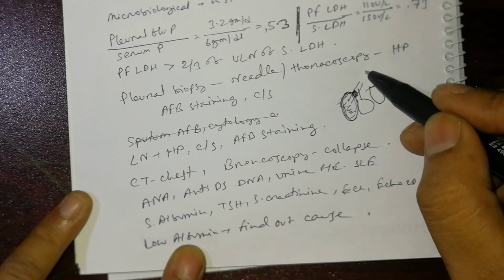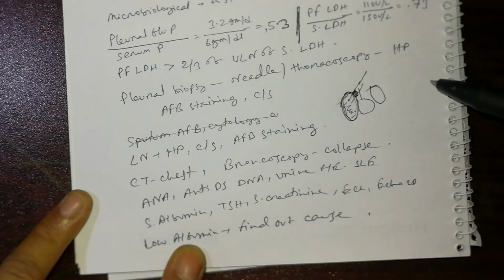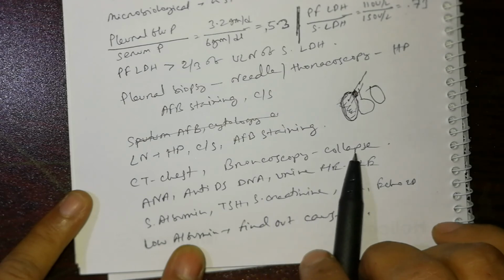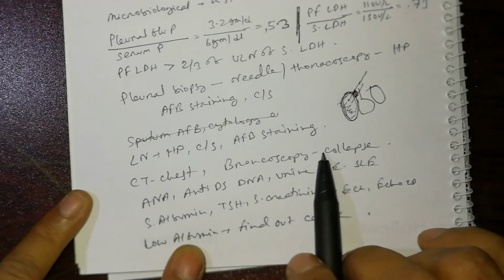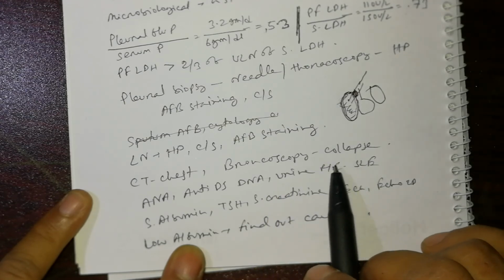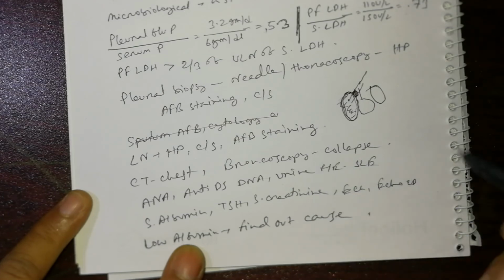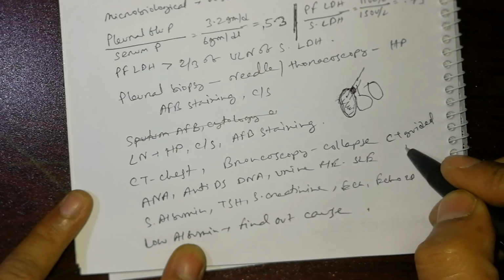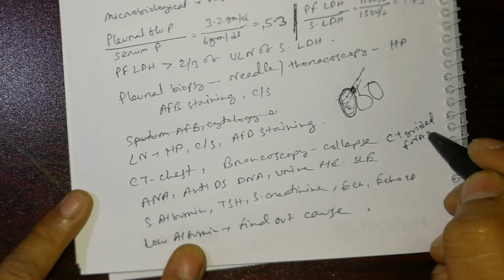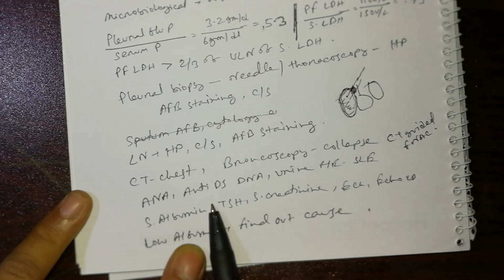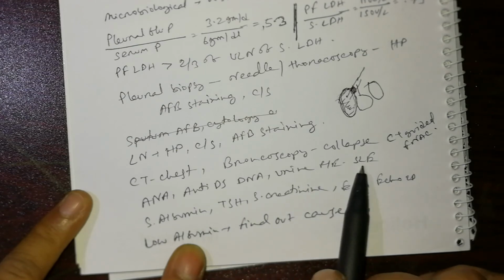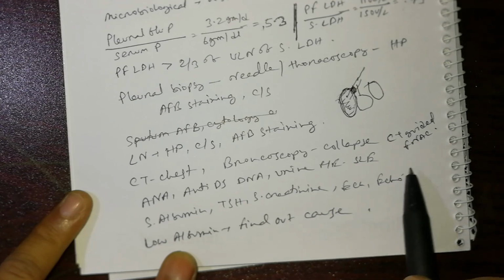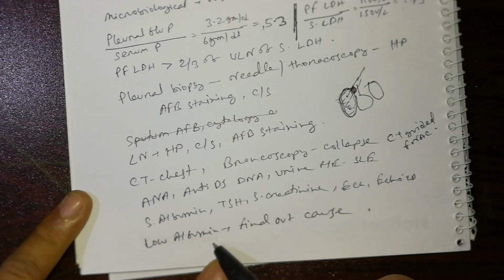Central bronchial obstruction, you will do a bronchoscopy for collapse, and CT guided FNAC from the lung tissue if there is no collapse but peripheral bronchogenic carcinoma. CT guided FNAC of lung field, ANA and anti-dsDNA and urine RE for SLE, serum albumin, TSH, serum creatinine, ECG, 2D echo for cardiac and other causes, and low albumin.